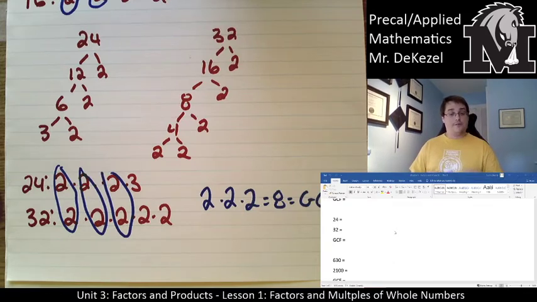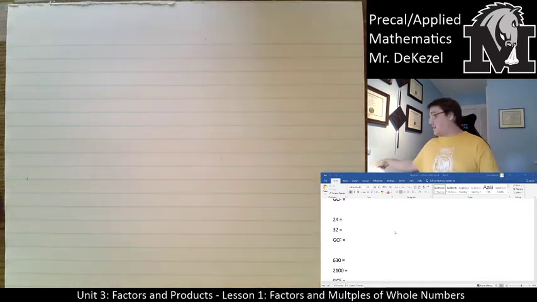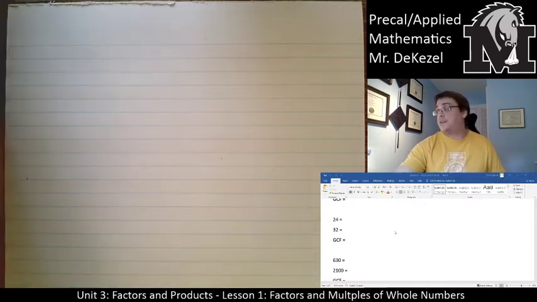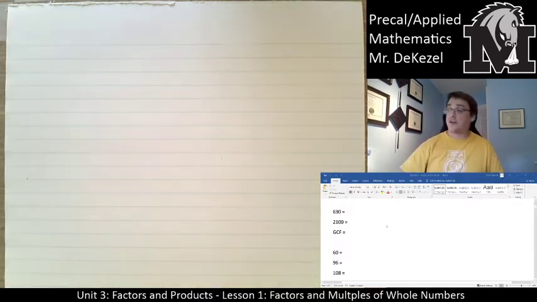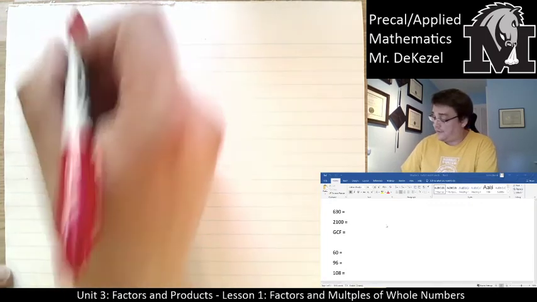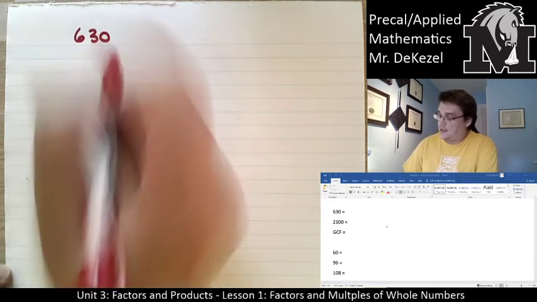I'm going to do a few more that are a little bit tougher because they are larger numbers and you wouldn't be able to just list an entire set of their factors. So the next ones we're going to do is 630 and 2100. So it might seem a little daunting, but we've got it. So 630, let's do it.